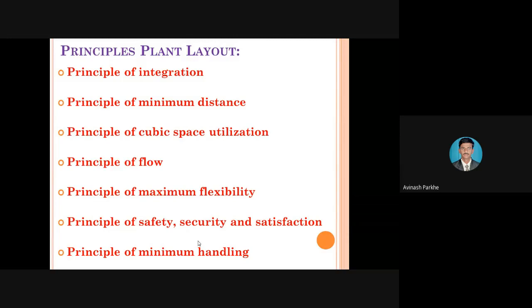Then the second last principle, that is the sixth principle, of safety, security, and satisfaction. This is very important. This principle is related to the operators, workers, or the men only. Whenever the operators are working, some heavy duty applications are there, some high temperature applications are there. So whenever the operators and workers are working in such departments, all the safety precautions and safety devices should be provided. Some high rotating equipment is there, so different types of guards are to be provided to such machines. Some heavy duty machines are there.